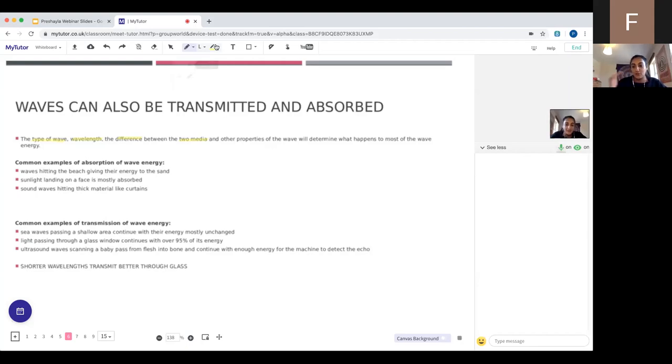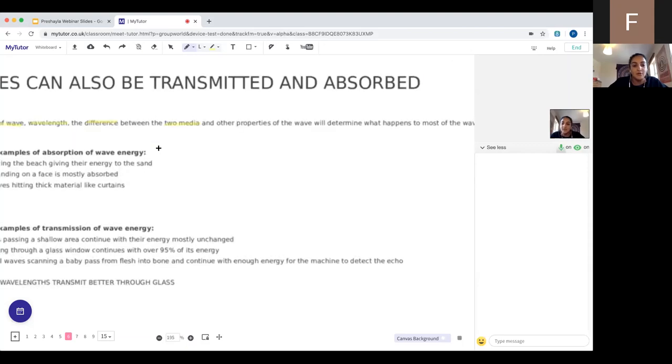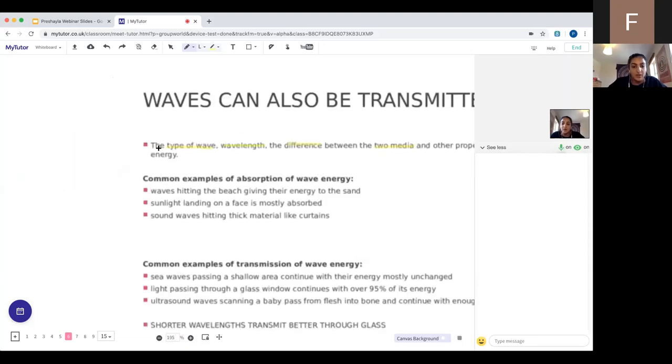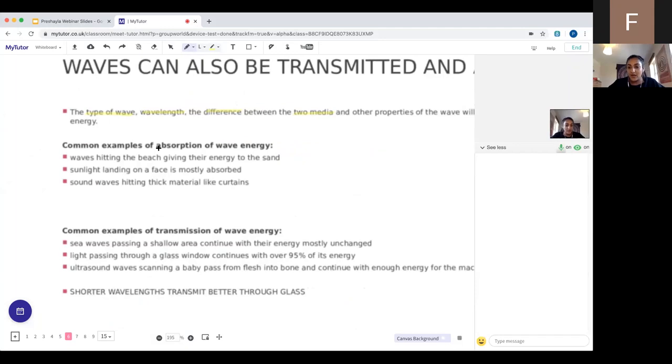Is it going to go straight through the medium? Is it going to be completely absorbed by the medium? Is it going to be reflected? Is it going to be refracted? So lots of different things can happen to our wave. And it's determined by the type of wave that it is, the wavelength of the wave, and the difference between the two media.